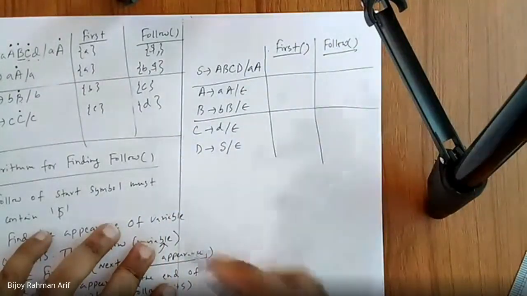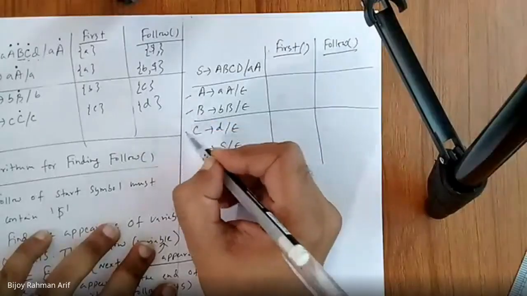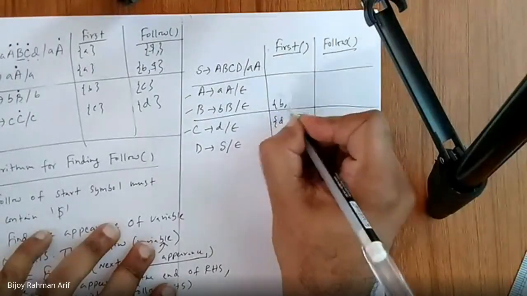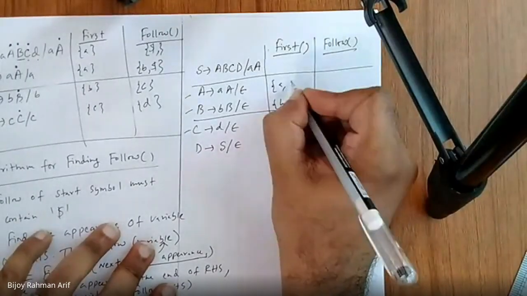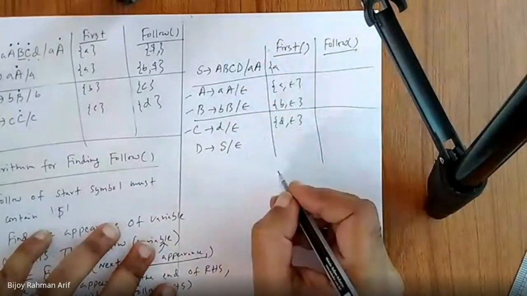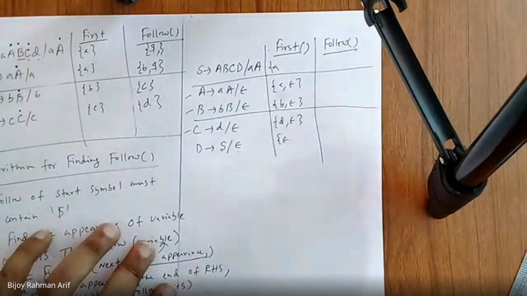Which one do I need to find first? First of A. Now come the rules, this one and this one. So this is nothing but a and epsilon. This one is nothing but b or epsilon. This one is nothing but D or epsilon. This one is complicated, but this part is easy. And this one is also easy because of epsilon. Now let's come to the complicated one.